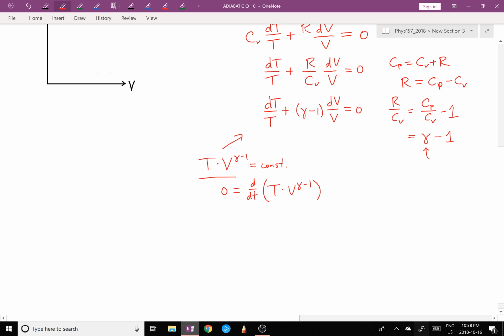And now I'm going to use the product rule. So that says that that derivative is dT by dt times V to the gamma minus 1 plus T times d by dt of V to the gamma minus 1. And then for that last term, I need to use the chain rule. And so the derivative of V to the gamma minus 1 is gamma minus 1 times V to the gamma minus 2 times dV by dt. And then all that is equal to 0.